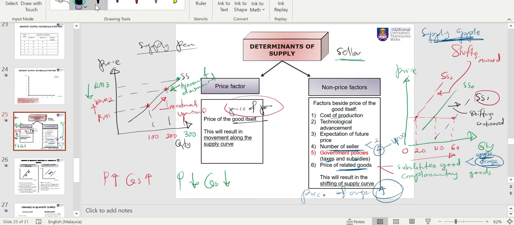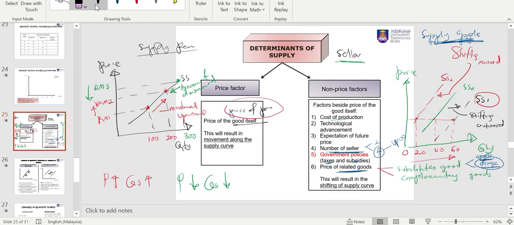Okay? And you can apply this to other example. For example, Milo and coffee. If the price of, tengoklah barang apa kat sini kan. Kalau barang kat sini adalah coffee, you kena tengok harga Milo. So harga Milo turun. So what happened to the supply of coffee? Shifting outward. You will sell coffee. You tak akan jual Milo sebab Milo murah. You tak akan dapat profit.